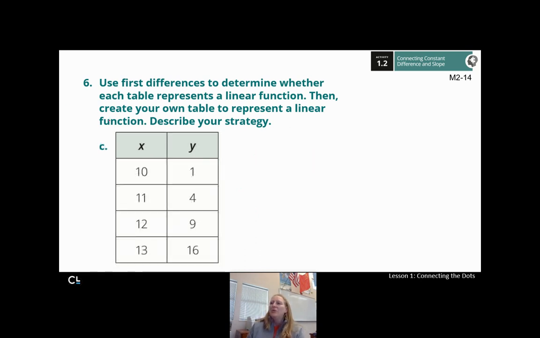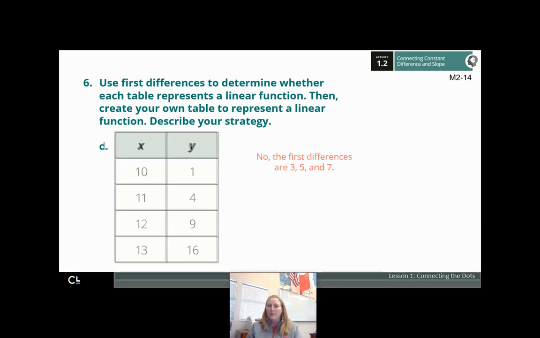Part C, what do we got here? Well, let's find out. 4 minus 1 is 3. 9 minus 4 gives me 5. And 16 minus 9 gives me 7. You know what this means, don't you? It means it's not a linear function. So this table is not a linear function. My first differences were 3, 5, and 7. They were totally different numbers every time. So not a linear function. It's sad, but we can still be friends.